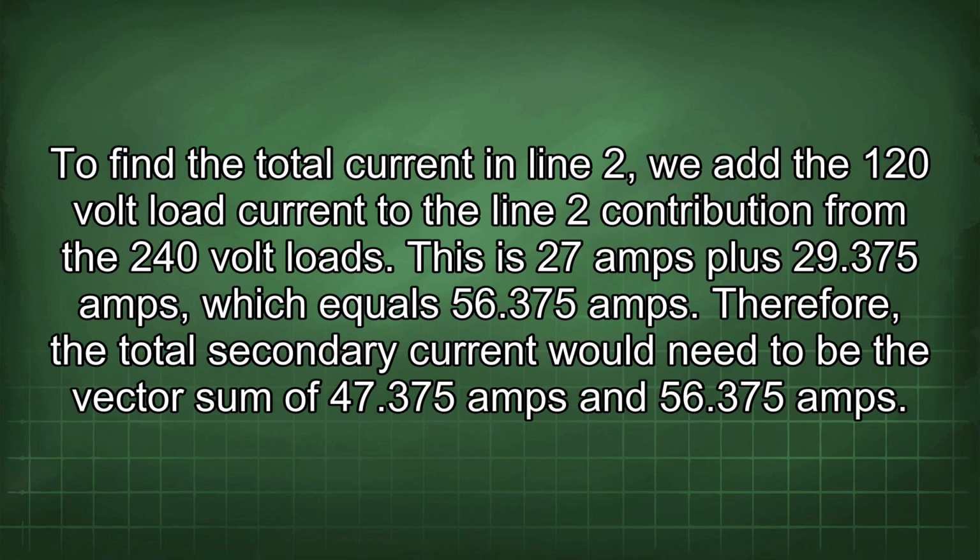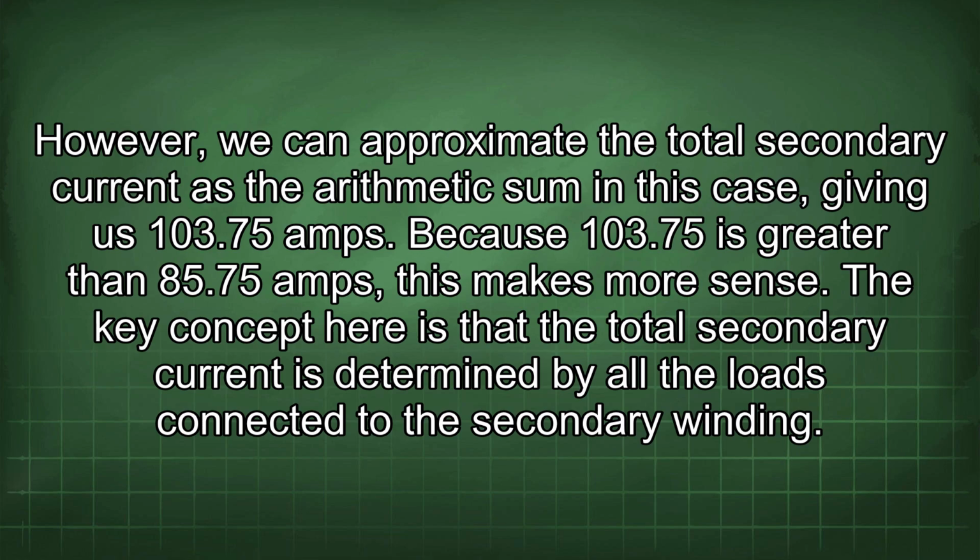To find the total current in line 2, we add the 120 volt load current to the line 2 contribution from the 240 volt loads. This is 27 amps plus 29.375 amps, which equals 56.375 amps. Therefore, the total secondary current would need to be the vector sum of 47.375 amps and 56.375 amps. However, we can approximate the total secondary current as the arithmetic sum in this case, giving us 103.75 amps. Because 103.75 is greater than 85.75 amps, this makes more sense.